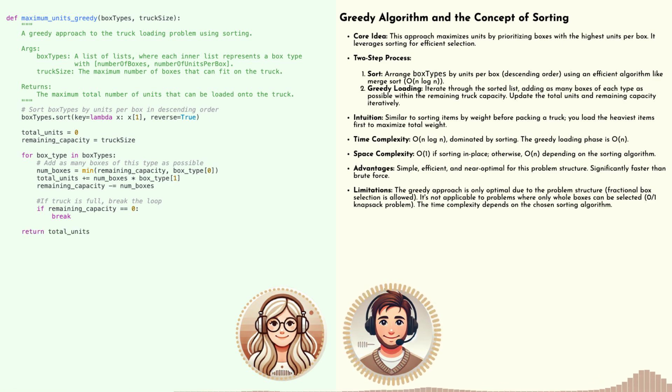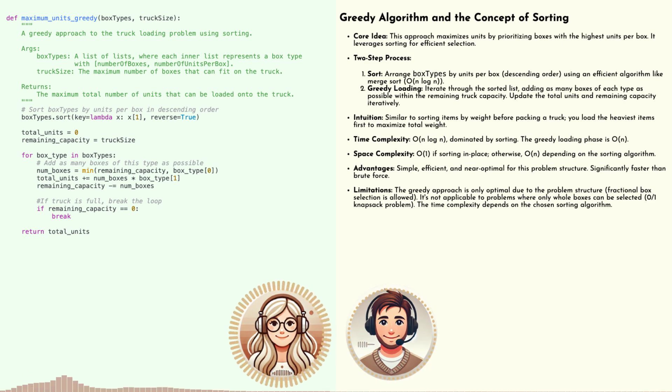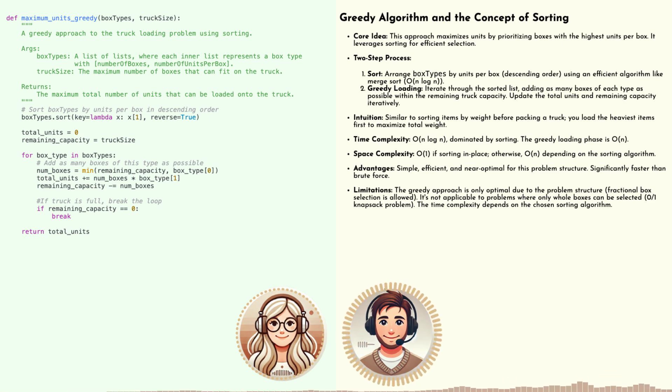Okay, I'm starting to see the light here. So instead of just aimlessly grabbing boxes, we bring some order to the chaos, right? Yeah. We sort them and then we greedily pick the ones that give us the most units at each step. You got it. And the beauty of sorting is that it significantly improves the efficiency compared to that brute force approach. But before we get too excited, there's a nuance here with this greedy approach that we need to consider. It works best when we can take fractions of box types.